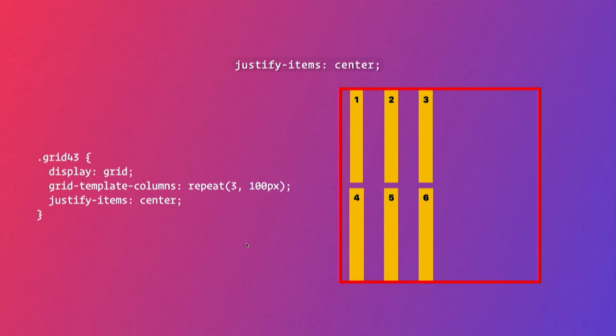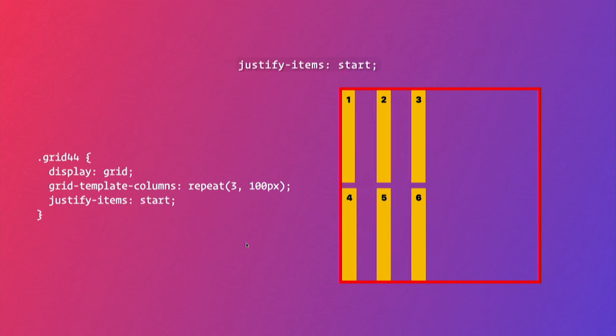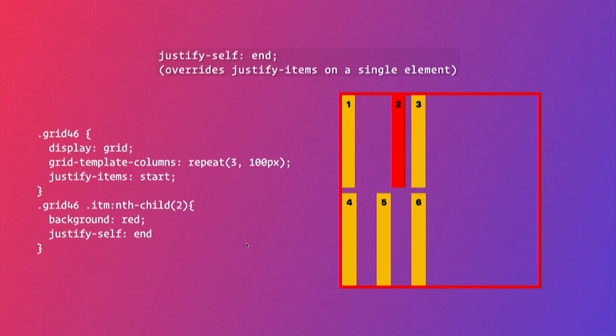However, you can also center them. So we've got these 3 tracks now. You can't really see them, but the items inside of the track are now going to be centered. They can be start, they can be end. And then you can also override specific ones if you want just one of them to be, and that's where you just put it on a grid item. Not on the grid itself, but on a grid item. Justify self end, and that will override the one on the main one.